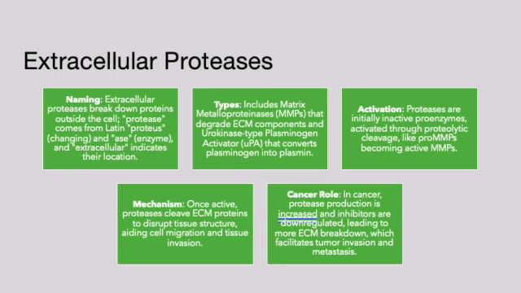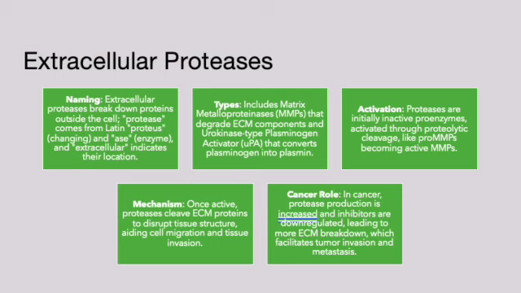One is matrix metalloproteinases, known as MMPs, which are a large family of zinc-dependent endopeptidases that degrade various ECM components, including collagen, elastin, and proteoglycans. Then we have the urokinase-type plasminogen activator, which is uPA, and this enzyme converts plasminogen to plasmin, which then breaks down fibrin in blood clots and other ECM components.